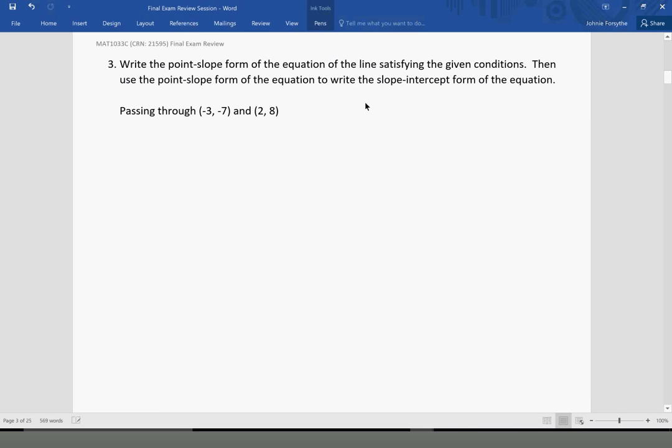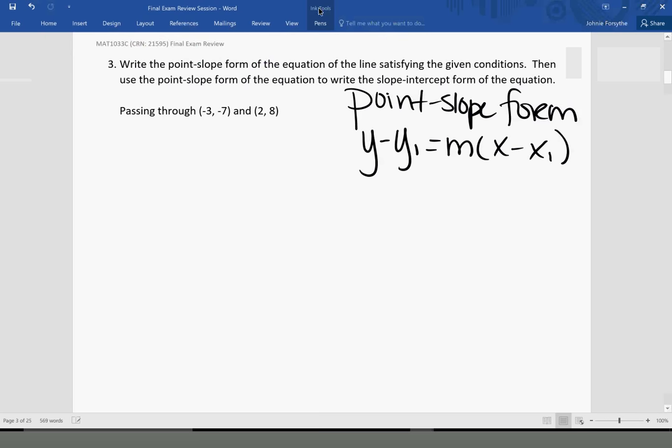And we have 2 points but no slope. So we're going to start off by finding the slope.